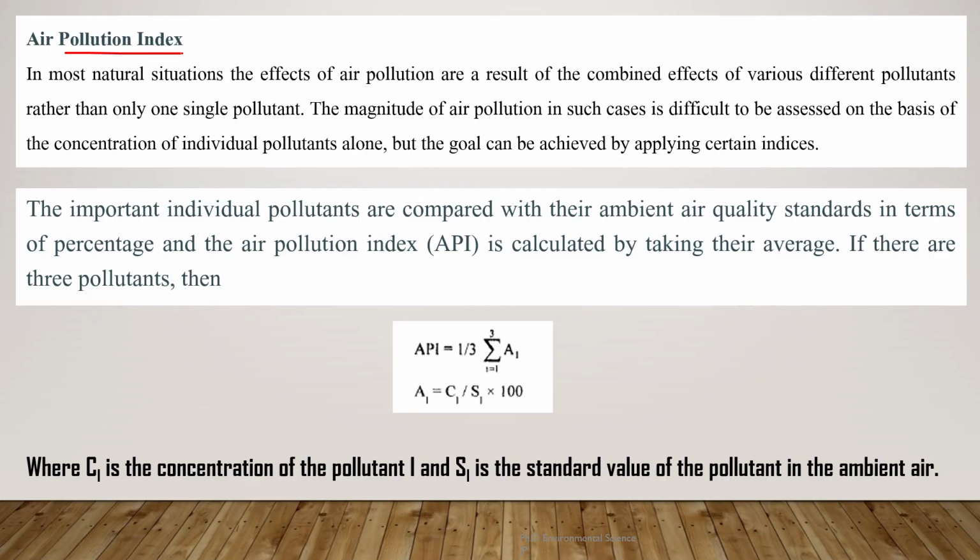Then comparison with the standards will take place. Compare the concentration of each pollutant with its respective ambient air quality standard. Then you will calculate the API with the help of this formula. So the higher the API, the poorer the air quality, and the lower the API, the better the air quality.